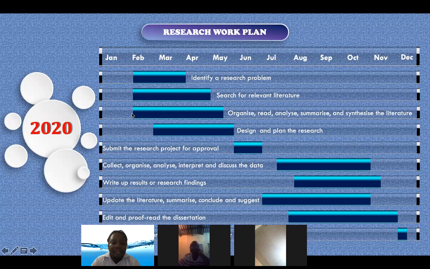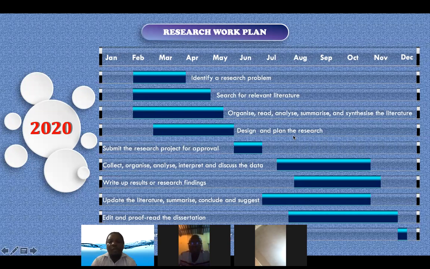And another activity that was happening simultaneously is the organization, the reading, the analysis, and the summarizing and synthesizing of the literature, which also started in February, but ended around mid-May. All right? And another activity started, which is design and plan the research.